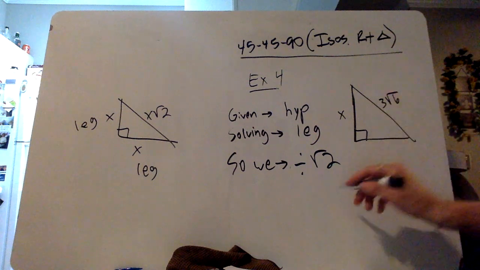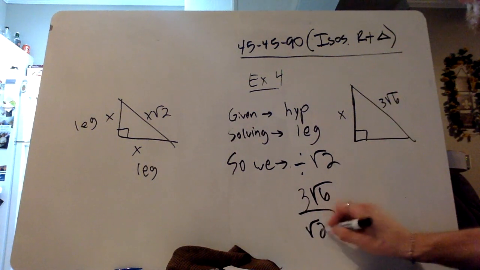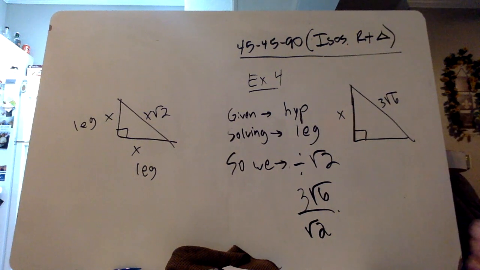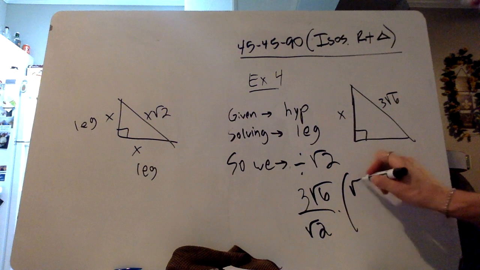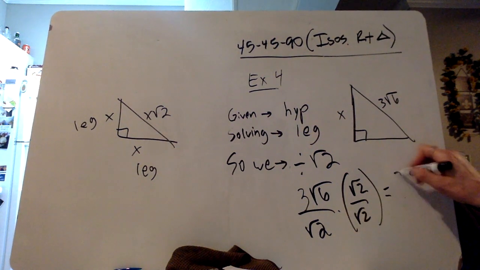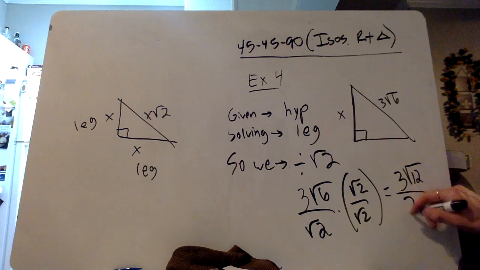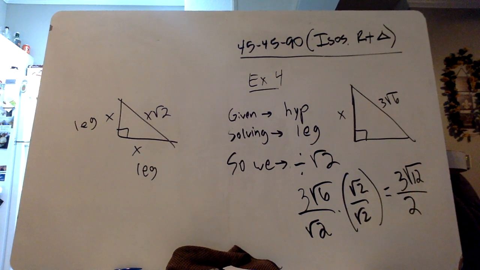But anyway, we're going to take 3 square root of 6, divide it by square root of 2, and now we just got to do what you did on your quiz last lesson. Multiply by square root of 2 over square root of 2. That's going to give you 3 square root of 12 over 2. Right? Square root of 2 times square root of 2 is square root of 4, which is 2.